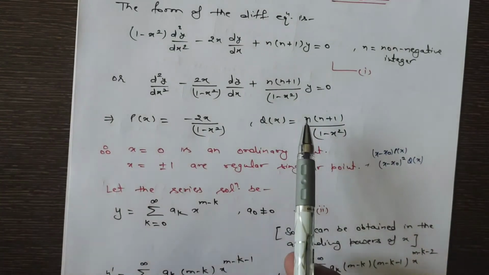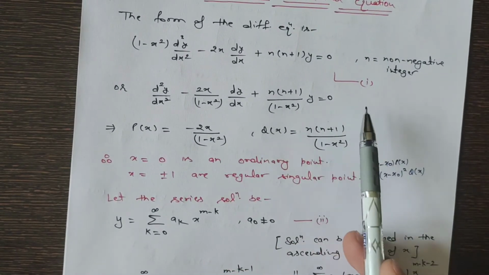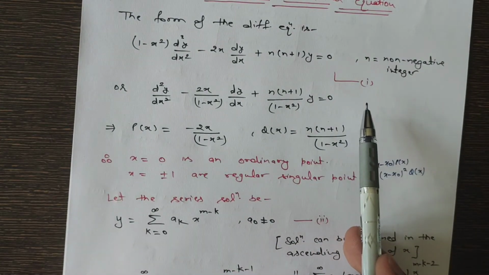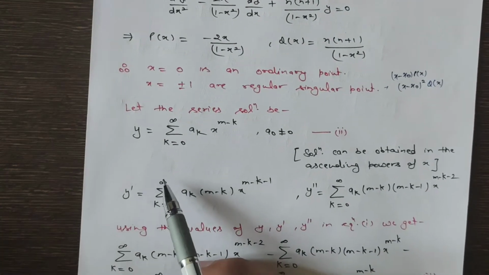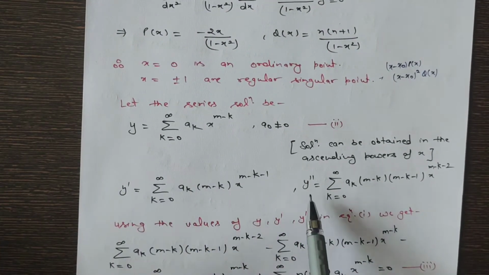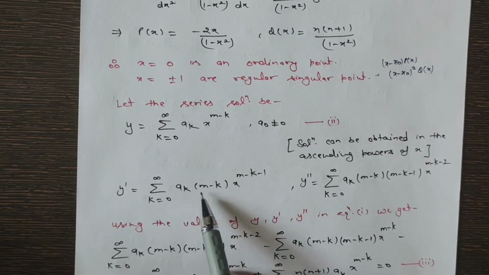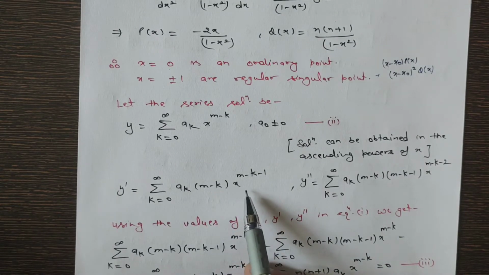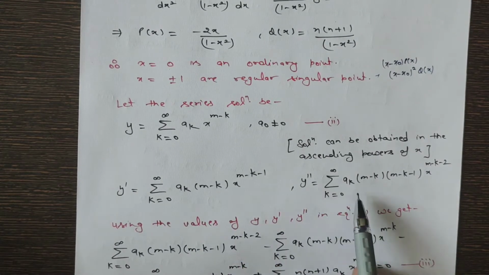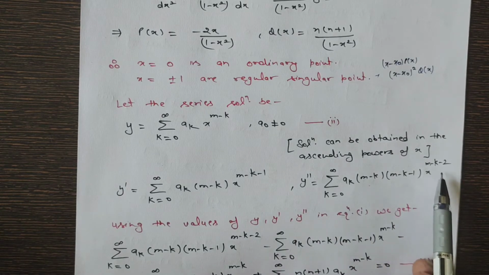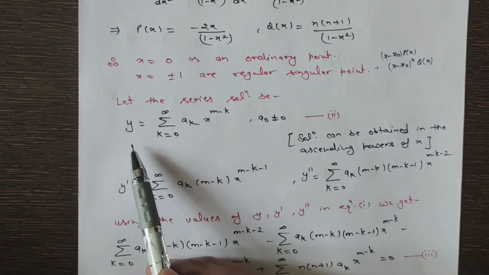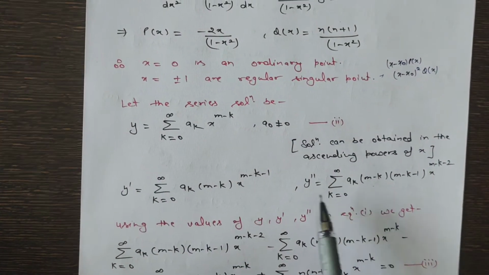The earlier differential equation corresponding to Legendre is marked as equation first. Clear? So now we have y, so we can easily find y prime and y double prime. y prime will be simply a_k into m minus k into x raised to power m minus k minus 1, and y double prime will be a_k times m minus k into m minus k minus 1 x raised to power m minus k minus 2.